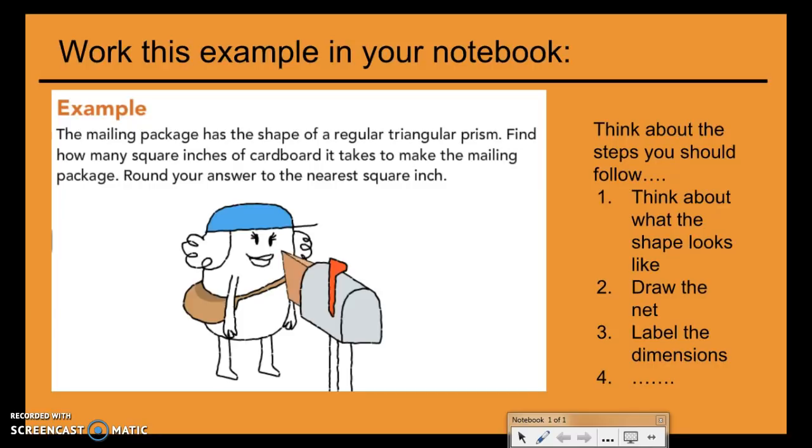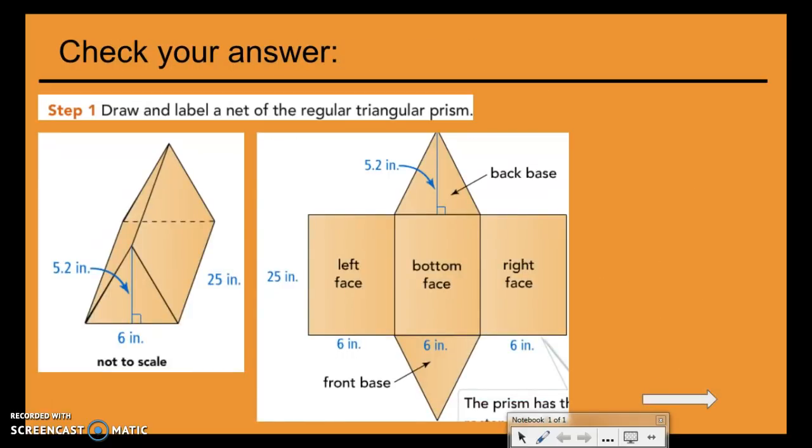So think about the steps we talked about. 1, think about what the shape looks like. We talked about how your base is going to determine what your shape looks like. We know it's going to be a triangular prism. Step 2 is draw the net. 3, label the dimensions, etc., etc. Step 1, let's draw the net.